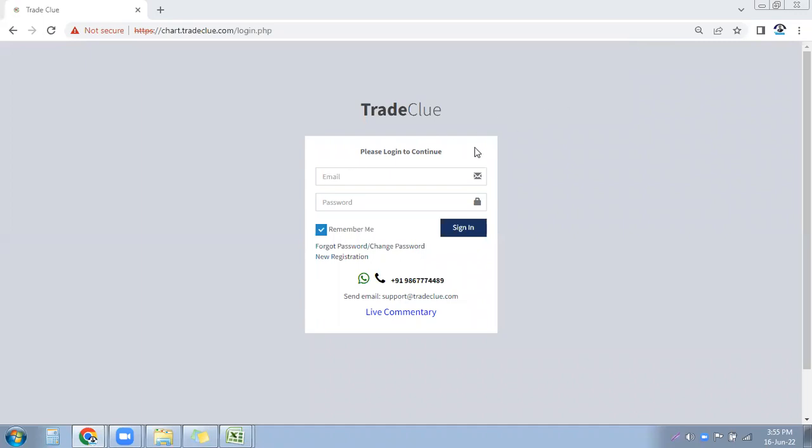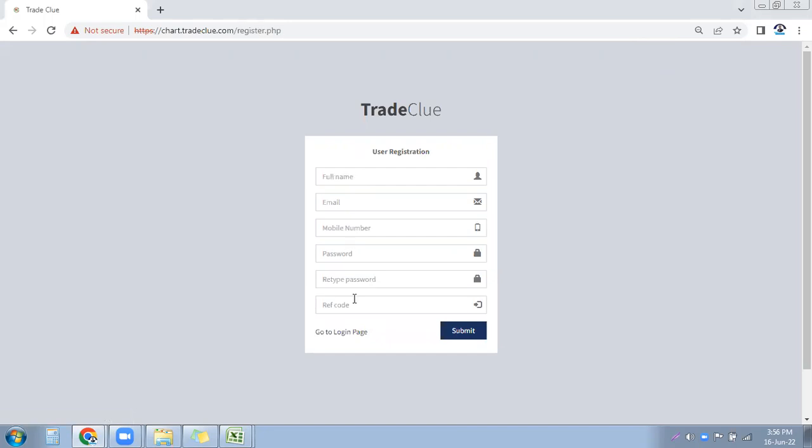Now this you can see is the landing page of TradeClue where you need your login credentials to log into the trading software. But if you do not have the login credential, you can go to new registration and you can basically fill in your details and you'll receive the password and the OTP at your end.